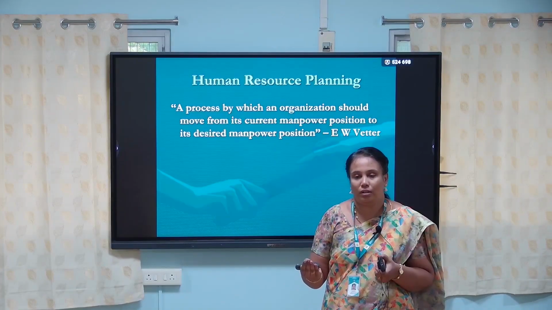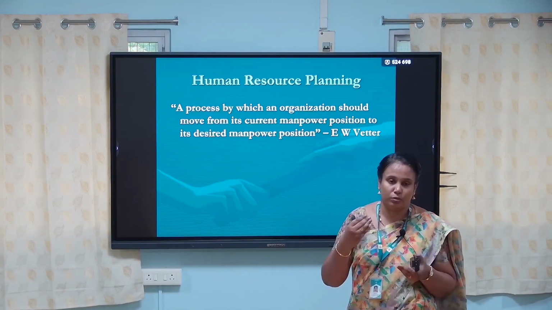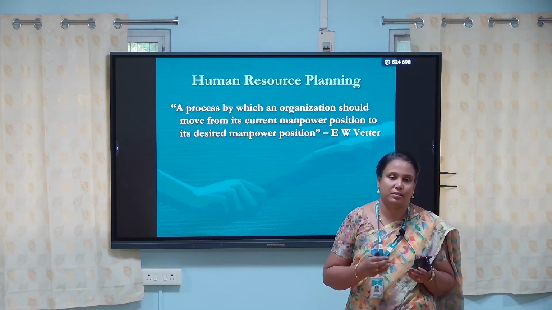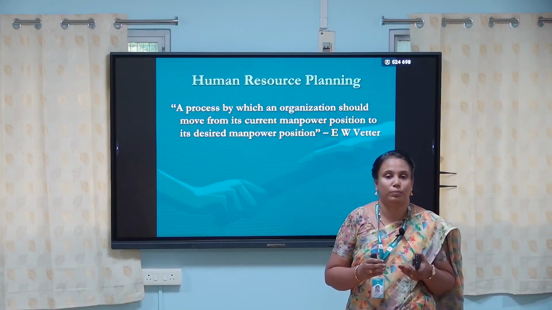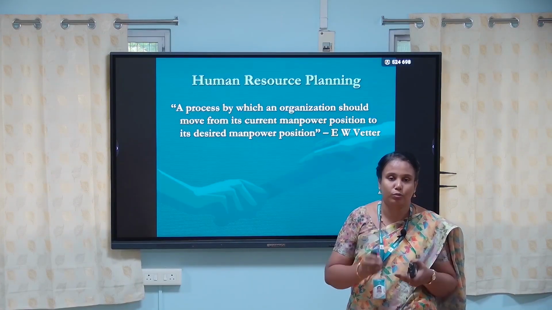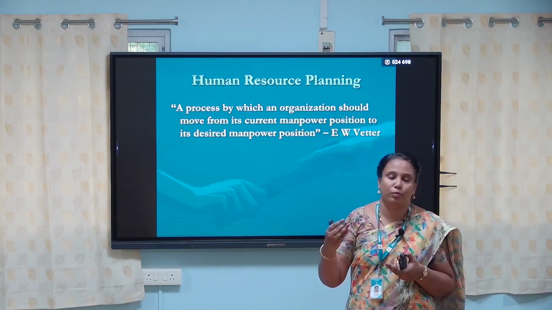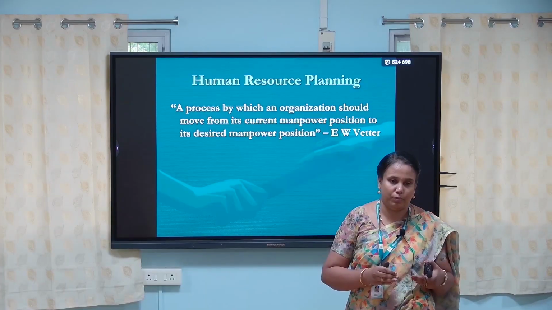requirement of the organization. Forecasting and prediction are words you might have learned in sales, marketing, market analysis, economics and so on. Today in human resource planning, we are using this term forecasting to predict the future manpower requirement of the organization. We are analyzing the current manpower position.